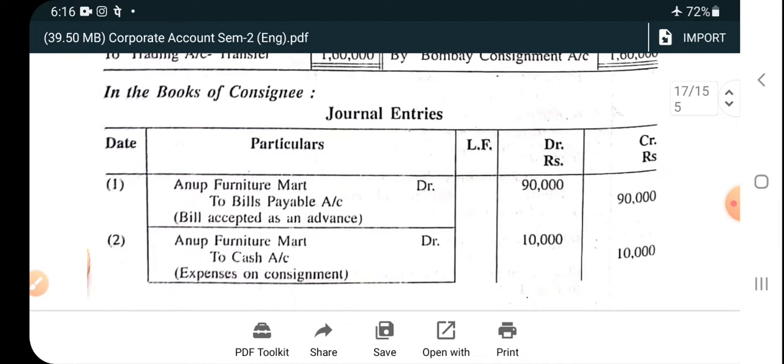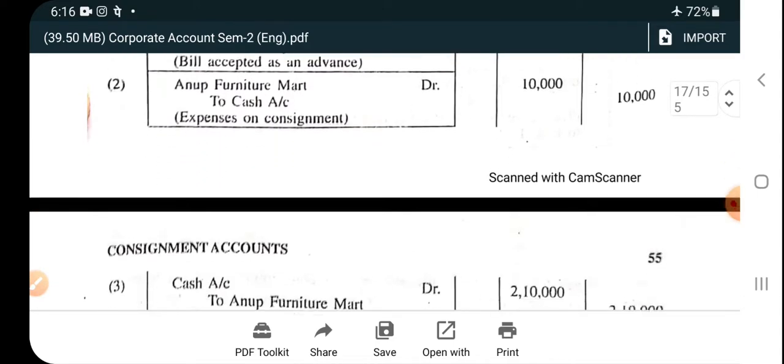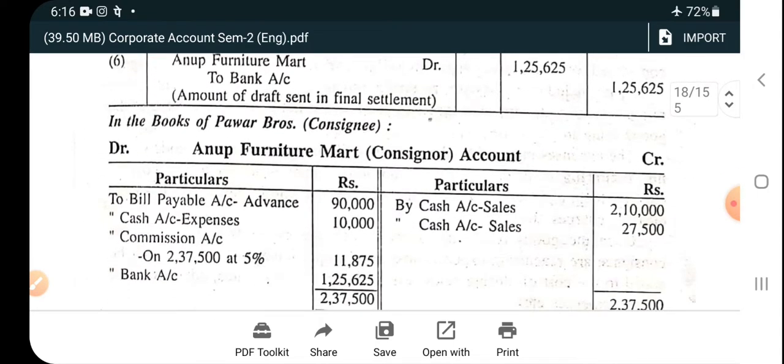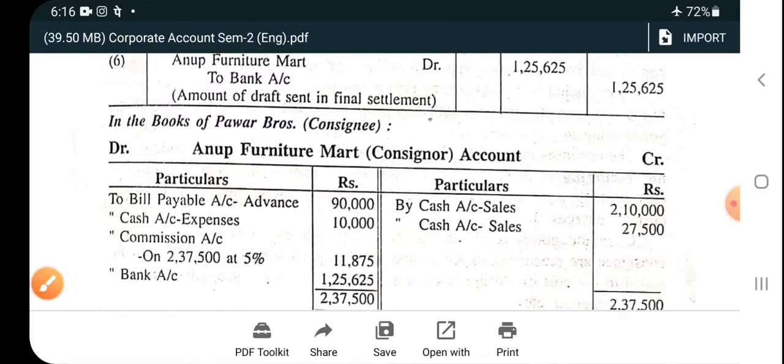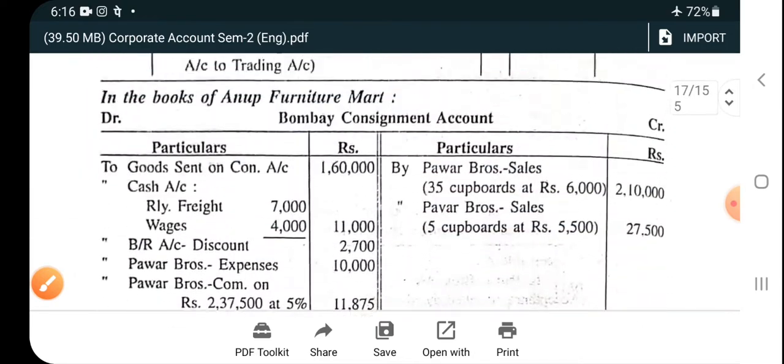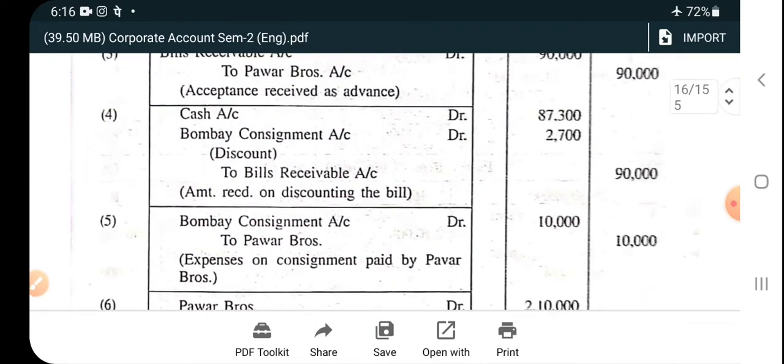The same term will result in the book of consignee only. In the book of consignee, we are writing the same entry of rupees 90,000, but the entry there is different: consignor account debit to bills payable account. So Anupam Furniture Mart is the consignor. In Anupam Furniture Mart, the amount is rupees 90,000 on the debit side, and the name that we are writing is bills payable account.